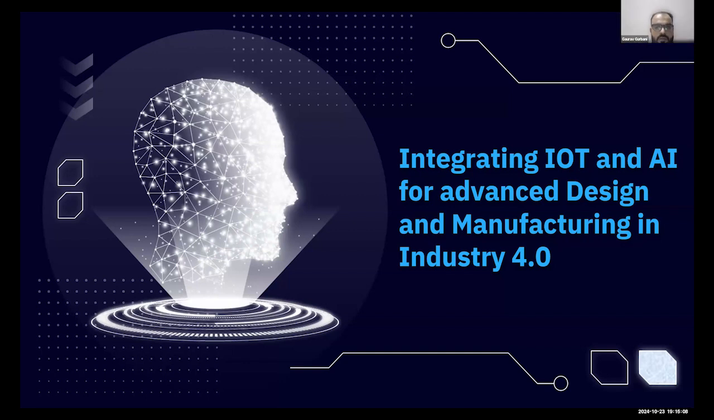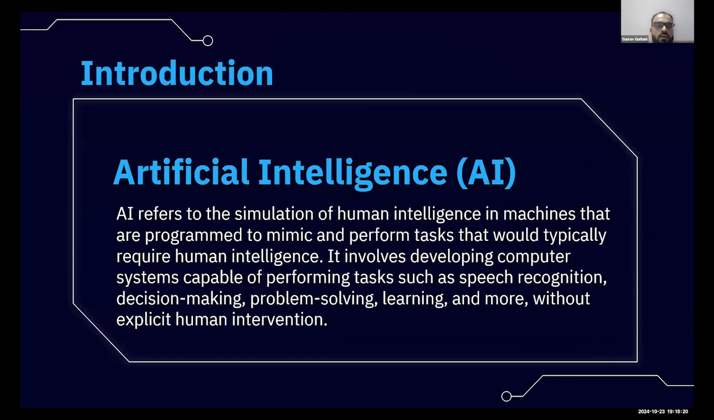Yeah, so the agenda for today's seminar is integrating IoT and AI for advanced design and manufacturing in Industry 4.0. First of all, I would like to tell what AI, artificial intelligence, is. You might already know what AI is, but I would like to take examples and make you understand how AI works in the industry, and how IoT, Internet of Things, works in the industry. So what are AI and IoT? They are completely different things.